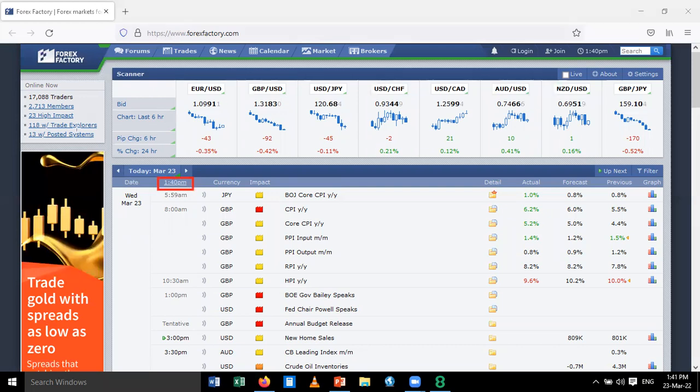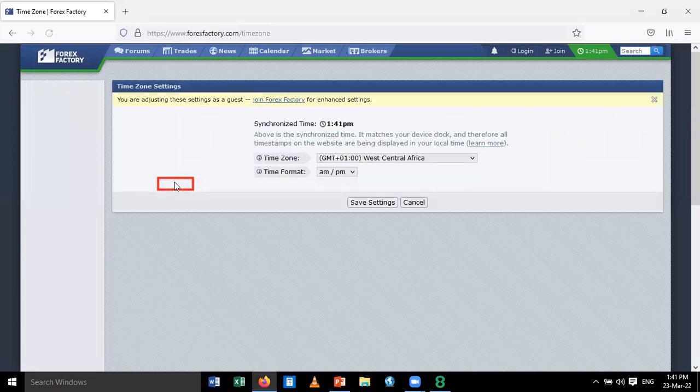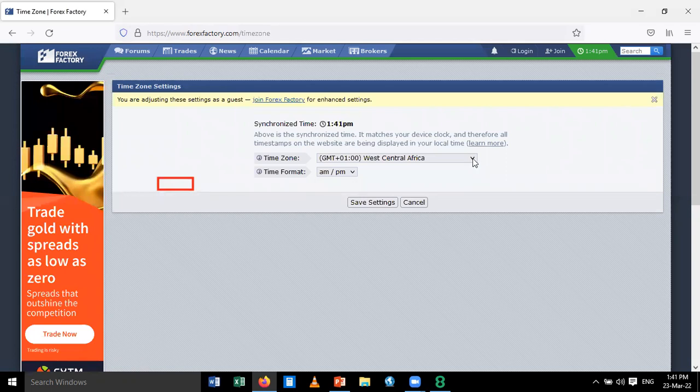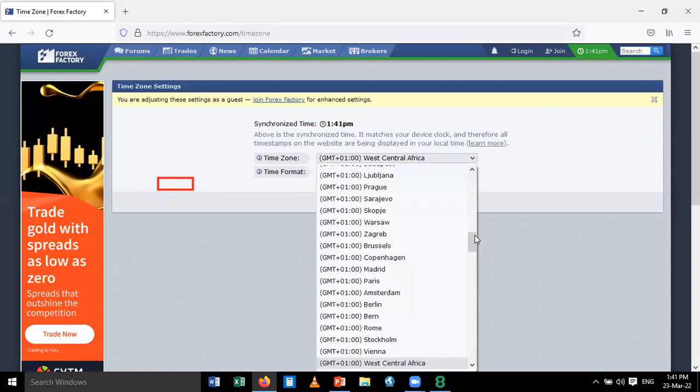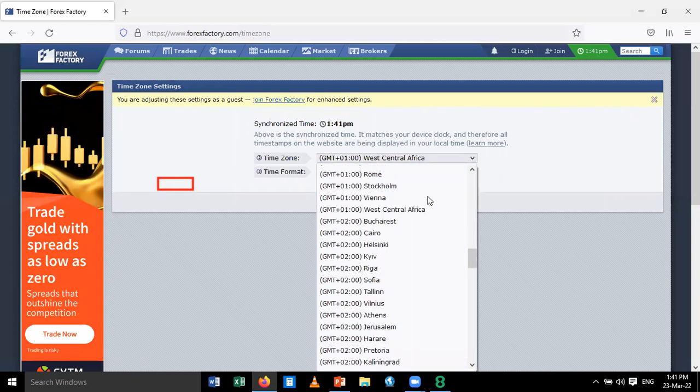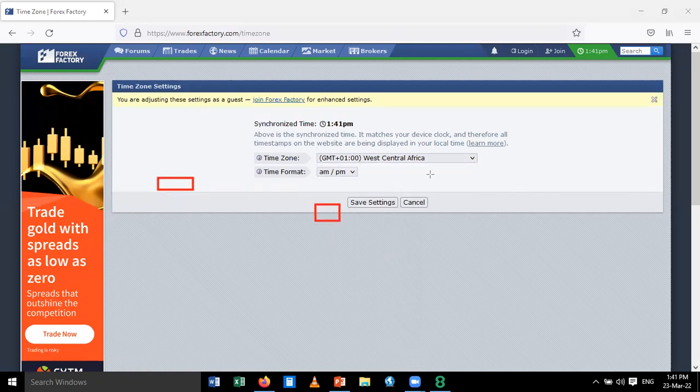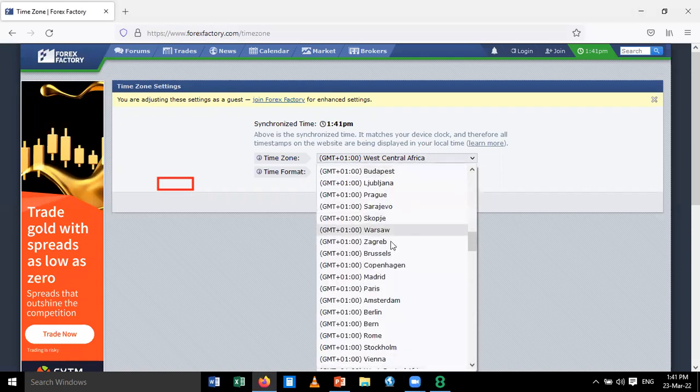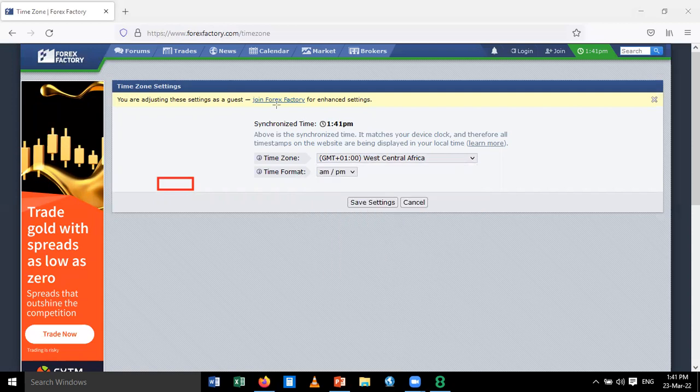If your time does not correlate, what you will do is to click on the time. Once you click on the time, you have to go and change the time zone. In Nigeria, we are using GMT+1, that is West Central Africa. This is the time zone for Nigeria. If you are in any country, you have to select the time zone for that particular country where you are. But for Nigeria, this is the one we are using.